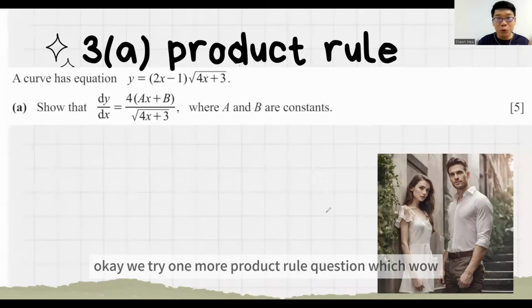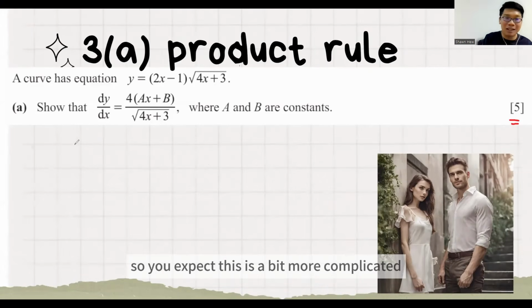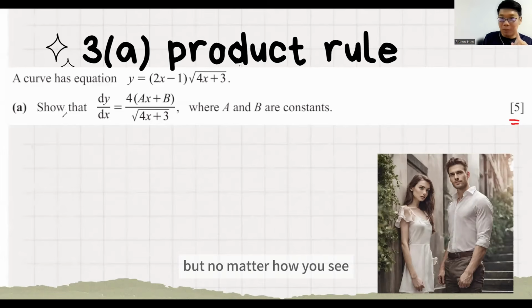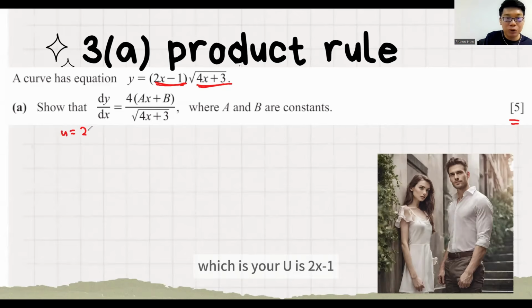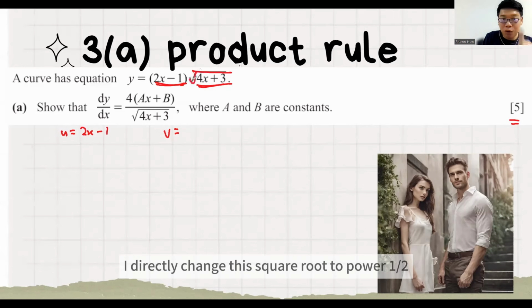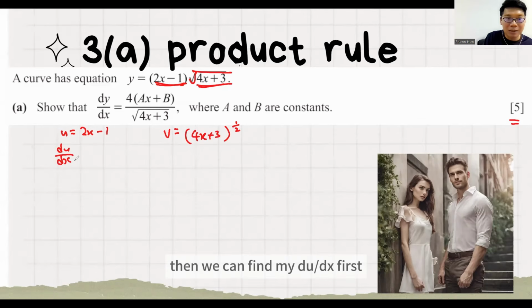Okay, we try one more product rule question, which, wow, is a 5-mark question. So you expect this to be a bit more complicated. But no matter how, when you see some x times some x, we must apply the rules. So you must have the full information, which is your u is 2x minus 1. Your v is, I directly change this square root to power half, (4x plus 3) power half. Then we can find my du/dx first.